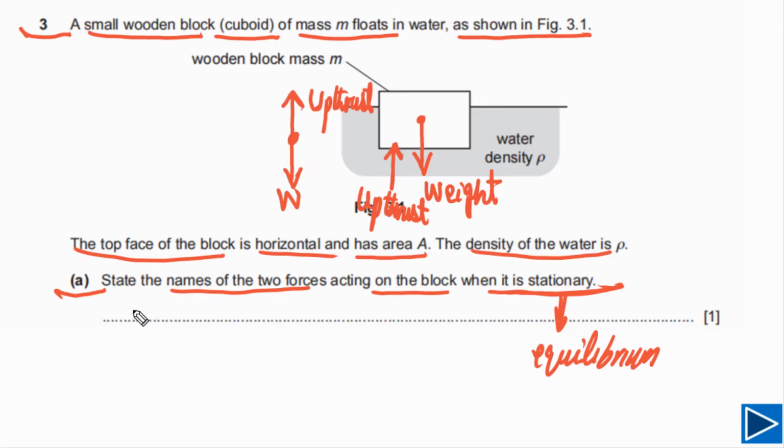So we need to write the names of these two forces. One force acting upwards is upthrust, and the second force acting downwards is weight. This question has only 1 mark. If you have written these two points, you will get 1 B mark.